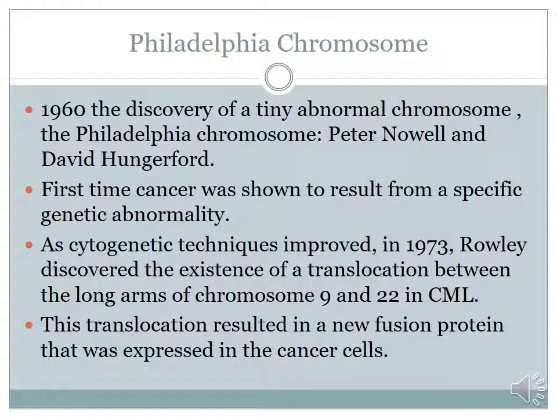In 1960, the discovery of a tiny abnormal chromosome, the Philadelphia chromosome, by Peter Nowell and David Hungerford was a great breakthrough. It was the first time that cancer was shown to result from a specific genetic abnormality. As cytogenetic techniques improved, by 1973, Rowley discovered the existence of a translocation between the long arms of chromosomes 9 and 22 in chronic myelogenous leukemia. This translocation resulted in a new fusion protein that was expressed in the cancer cells.